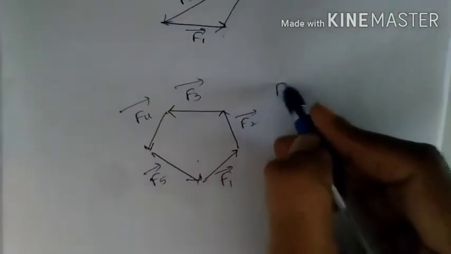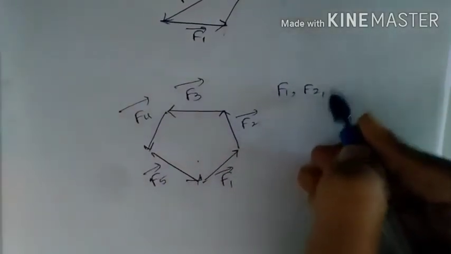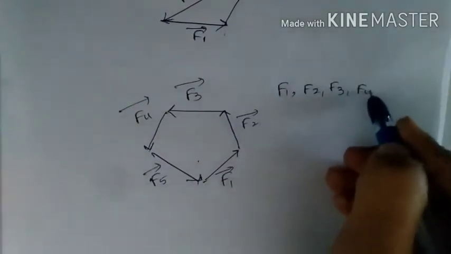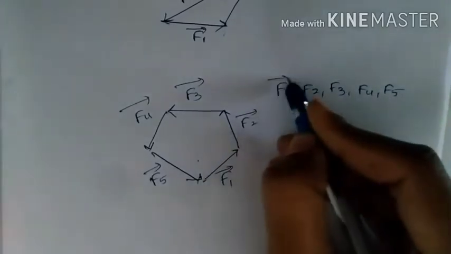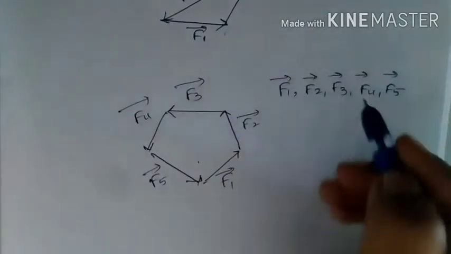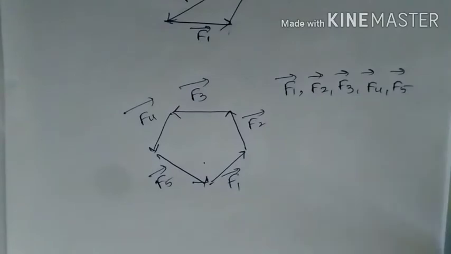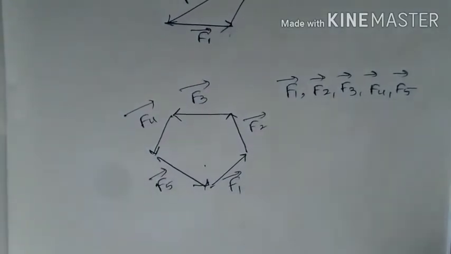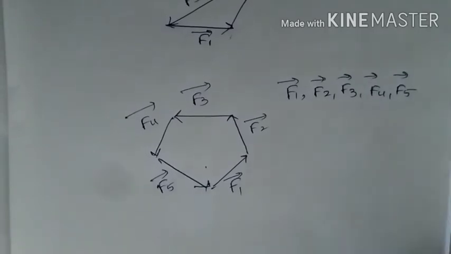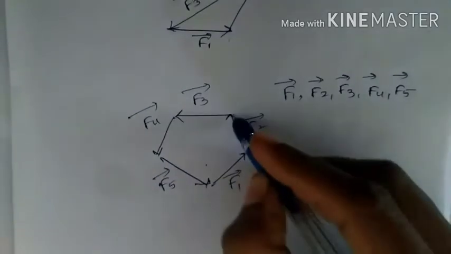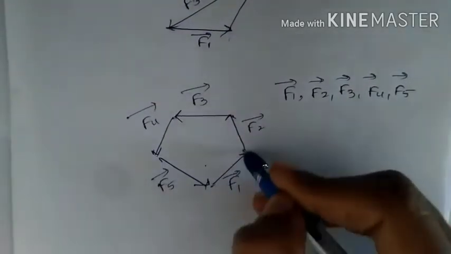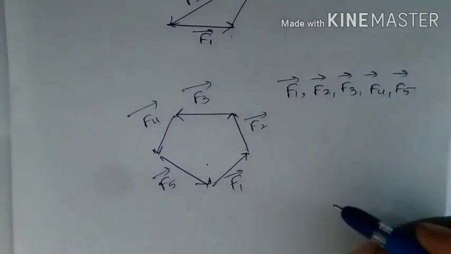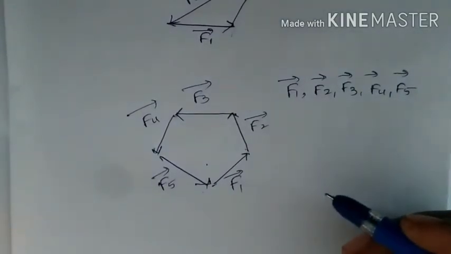So how many forces do you have? F1, F2, F3, F4, F5. So if you have n forces, then you can use a polygon. Then the sides of a closed polygon should be in the same order. So that means the arrows should be in the same order. If you see, the directions of the arrows are in the same order.